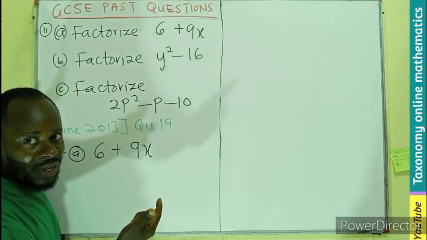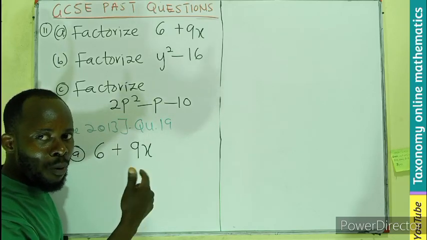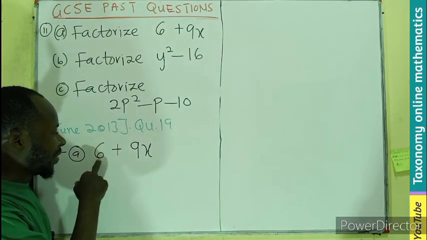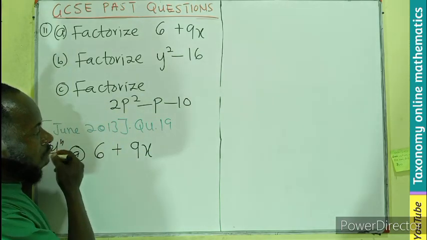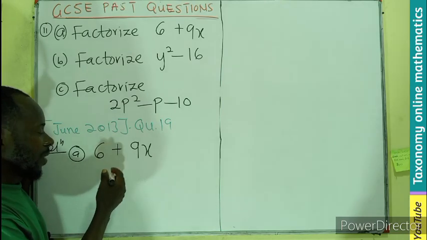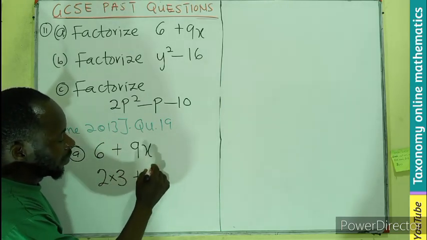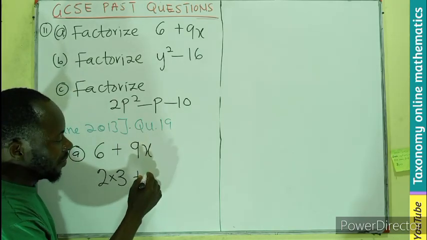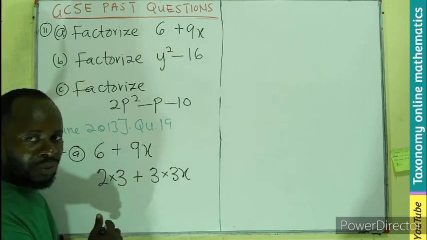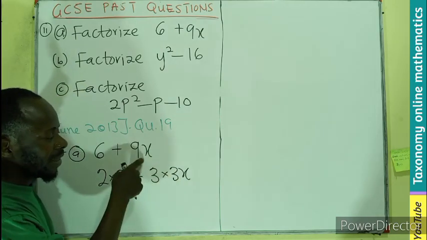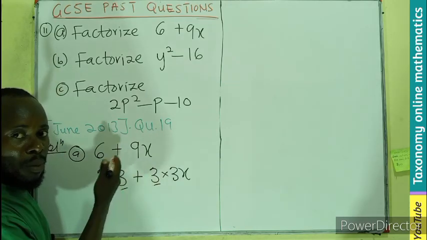We know factorization is just putting terms in a bracket multiplied by a common factor. So looking at 6 and 9x, what is a common factor? Or we can rewrite this as 2 times 3 plus, if I get the values, I can get 3 times 3x. 3 times 3x gives us 9x. So a common factor of 3 is common to them.